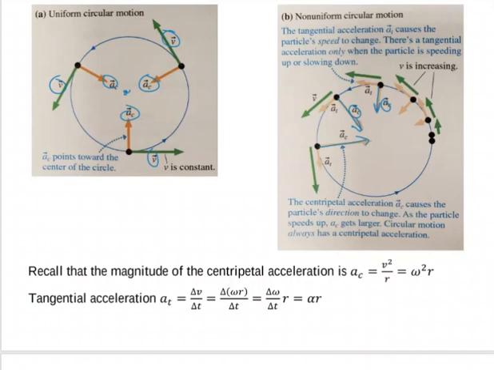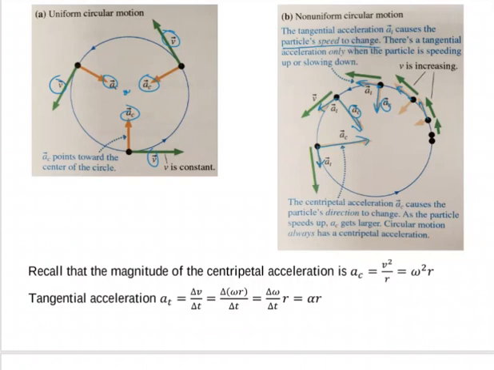So if the velocity is increasing, then we have this tangential acceleration here that is causing us to speed up. That tangential acceleration could be positive, could be negative, could be growing, could be shrinking. We don't know. It just depends on whether the velocity is getting bigger or smaller at a constant rate or a non-constant rate, okay? So tangential acceleration causes the particle speed to change.